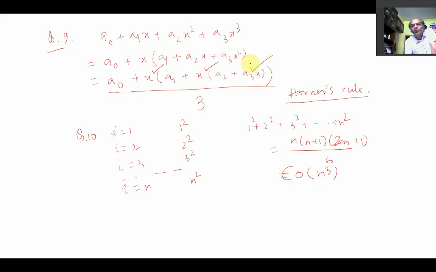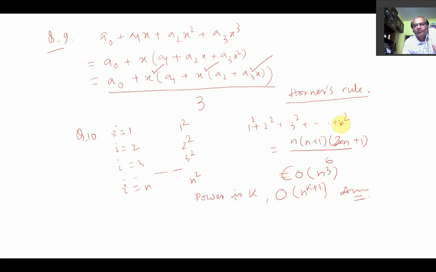Clear? If k is equal to 1, then it is 1 plus 2 plus up to n, so the sum of n numbers is order of n square. The sum of n square numbers is order of n cube. Clear? That means the sum of the squares is always order of n cube. And if the power is k, then what should be the result? If the power is k, then it should be order of n power k plus 1. Clear? This is the solution.